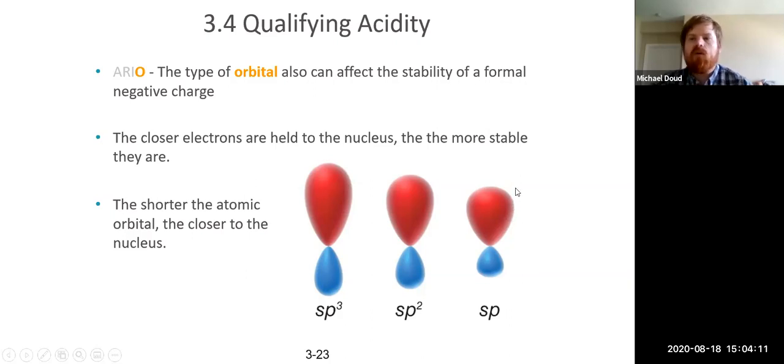S orbitals hold electrons very close to the nucleus. I mean, they're in a sphere, right? So that's really as close as you can get. Whereas p orbitals tend to hold electrons farther out. So the more p character that you have in your hybridized orbital, the farther away those electrons are going to be from the nucleus. And the nucleus is a positive charge. That's a stabilizing effect on a set of electrons. So sp3 electrons are farther out from the nucleus and thus are less stable than sp2, and for the same reason, sp2 is less stable than sp.